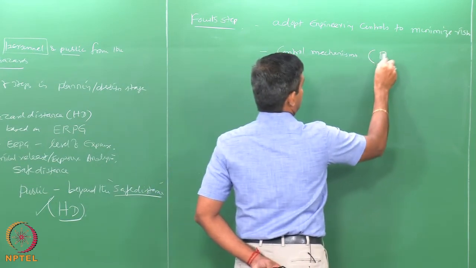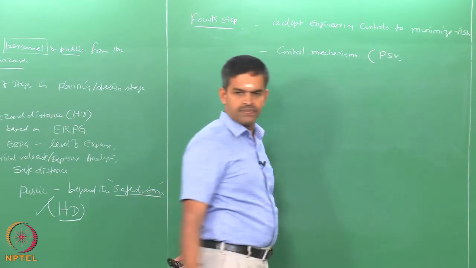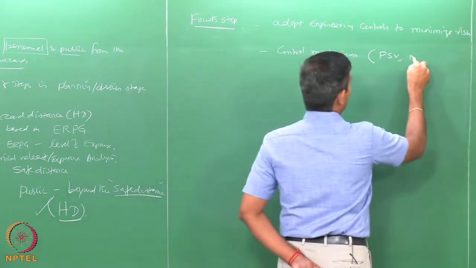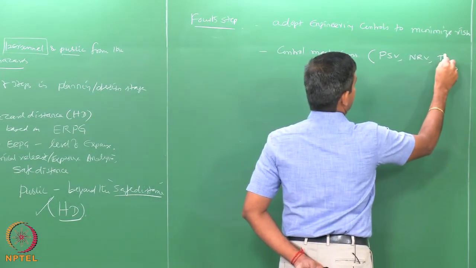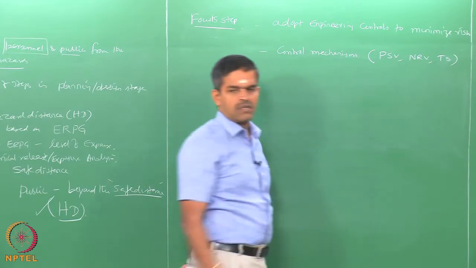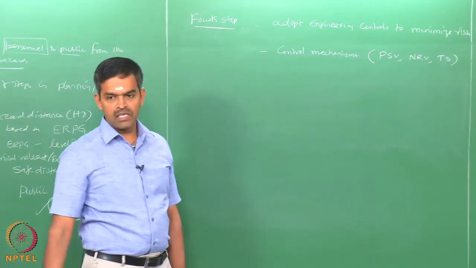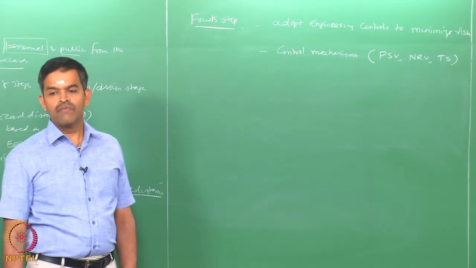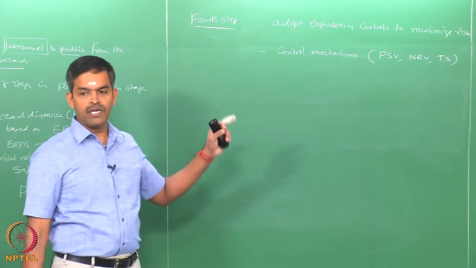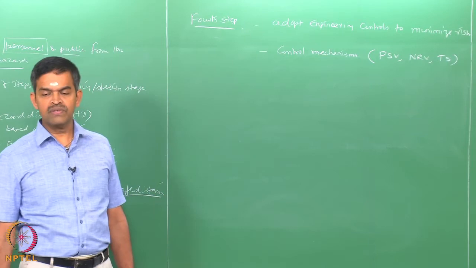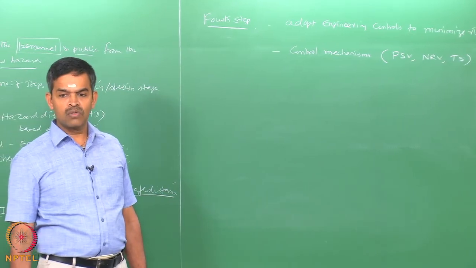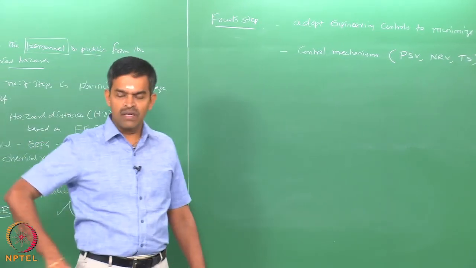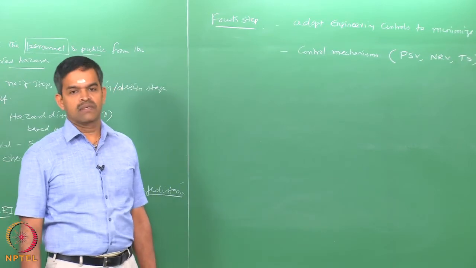For example, pressure safety valve, non-return valve, temperature sensors, I mean all these are kind of control mechanisms which are connected to the central control console. From there, you will be able to modify, monitor, control their operations, and you will actually be able to effectively control the process line and make it less hazardous.